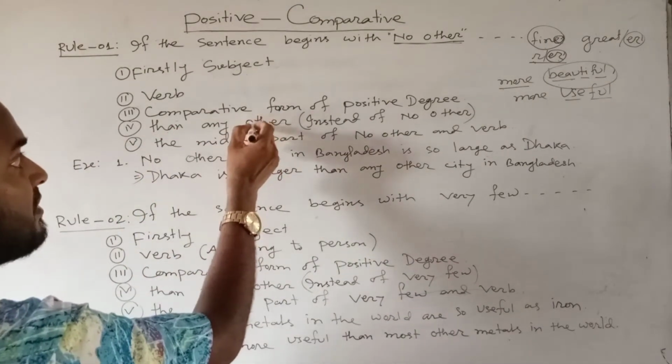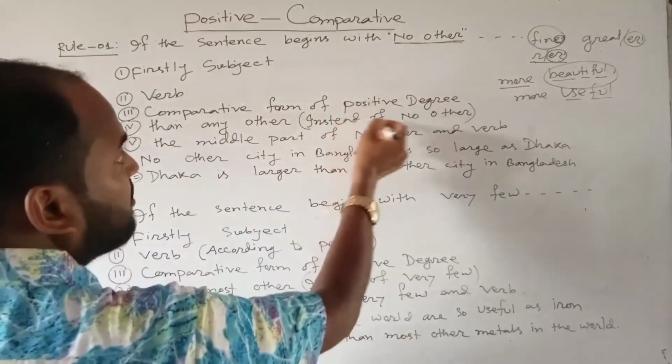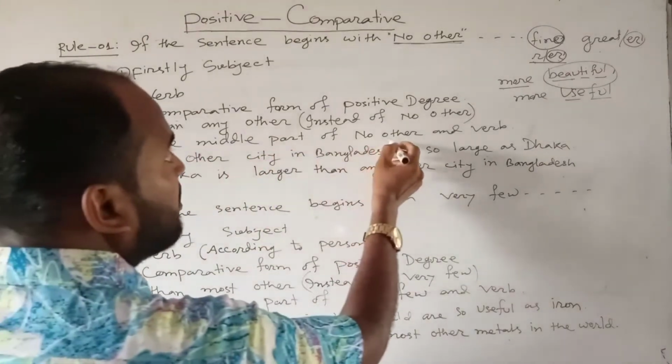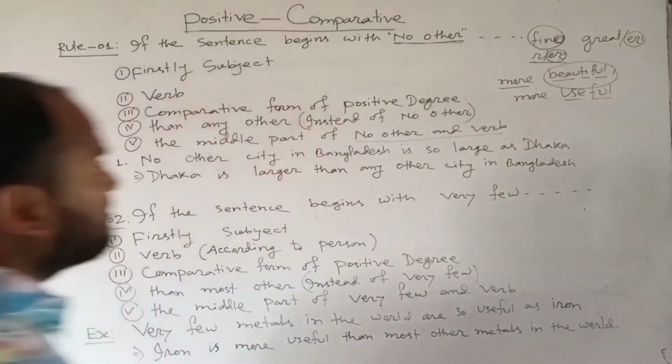Then than any other instead of no other. Instead of no other we shall use than any other. Then the middle part of no other and verb.